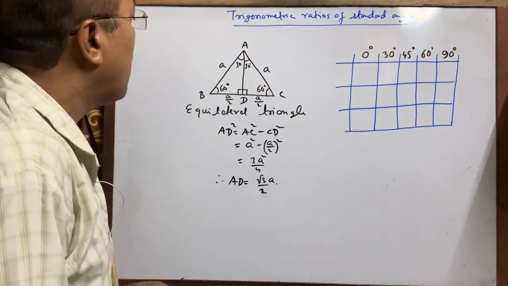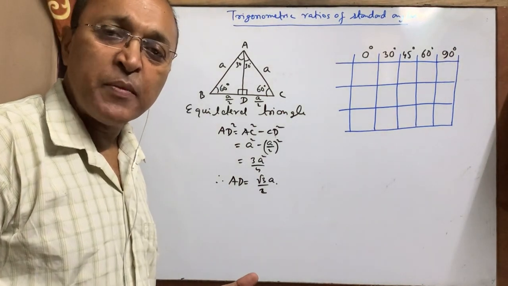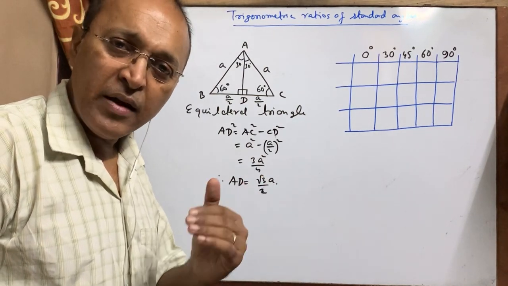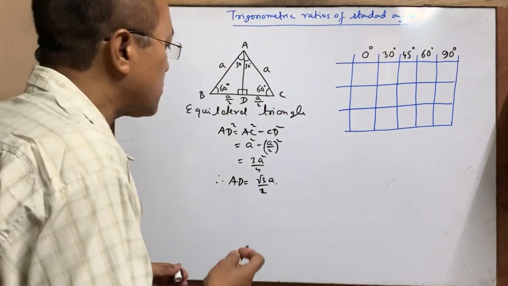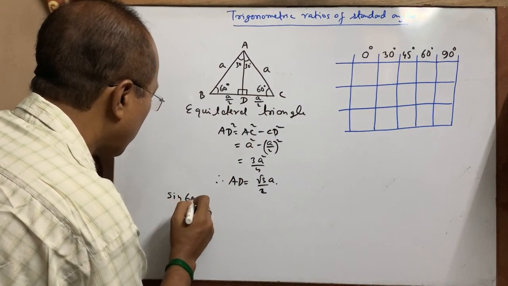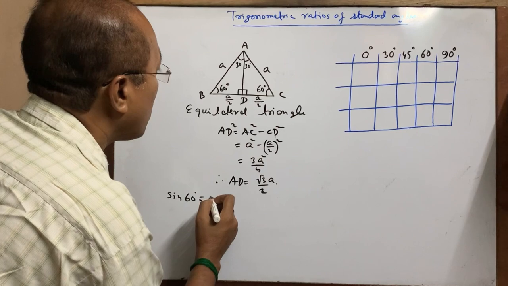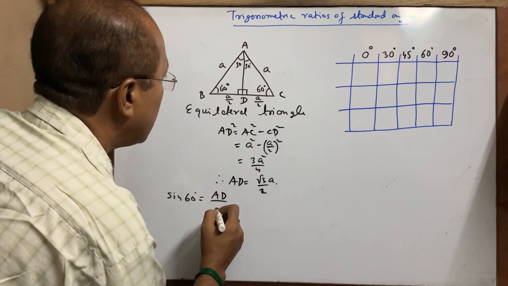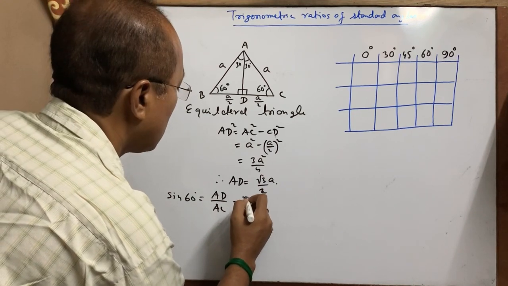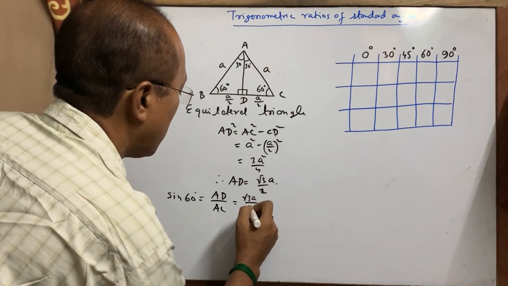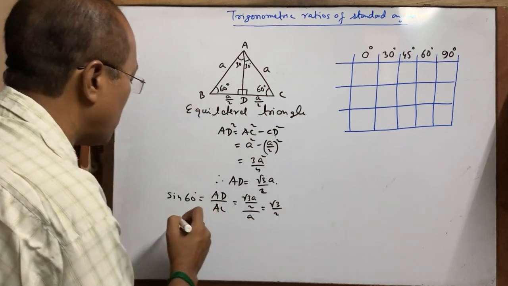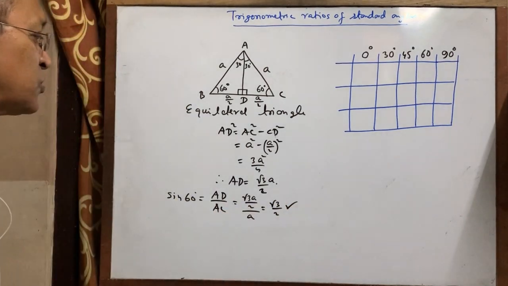Now sin 60 means, all of you know that sin theta is nothing but perpendicular by hypotenuse, isn't it? So sin 60 means perpendicular by hypotenuse. Here it is AD by AC, that is root 3a by 2 divided by a. Ultimately this becomes root 3 by 2. So sin 60 becomes root 3 by 2.